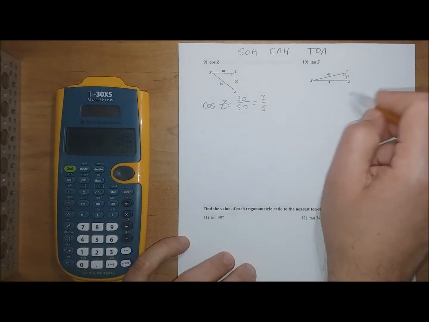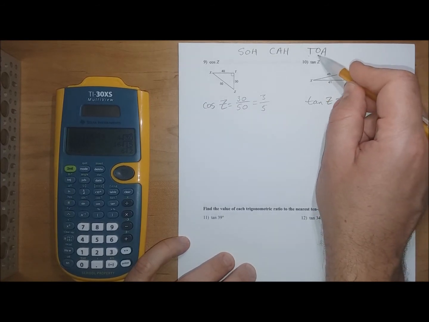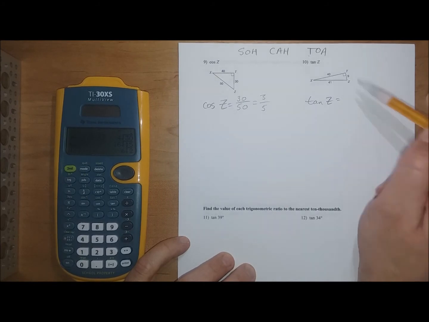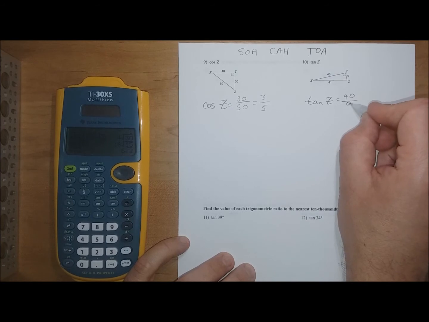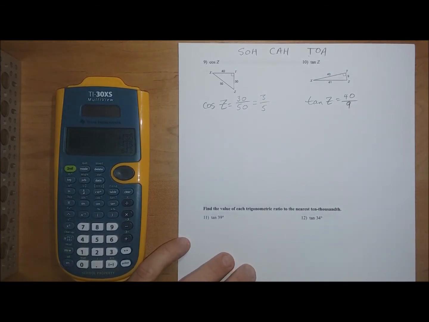Good. Over here, they want the tangent of angle Z. Remember, tangent is TOA, opposite over adjacent. So I'm looking at angle Z. The opposite side is 40 over the adjacent side, 9. 40 over 9. Okay, and we can't simplify that any further.